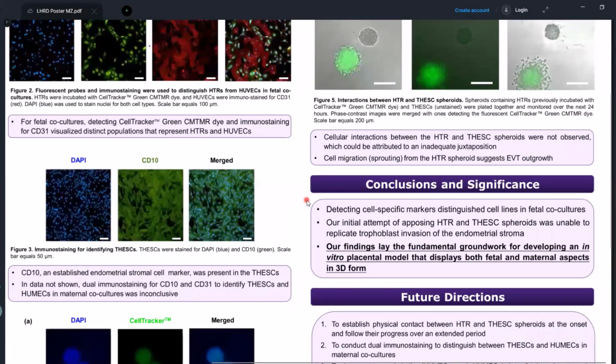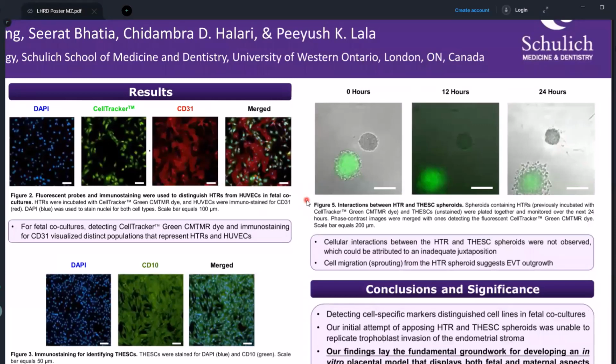At this point, we opposed the HTR and T-HESC spheroids and followed their progress under the time-lapse microscope. Unfortunately, the HTR and T-HESC spheroids remained physically separated, drifting over time, and overall, meaningful cellular interactions between HTR and T-HESC spheroids were not observed, which could be attributed to inadequate juxtaposition at the onset. Interestingly, cell migration or sprouting from the HTR spheroid suggests EVT outgrowths that could be directed towards T-HESCs in the future.